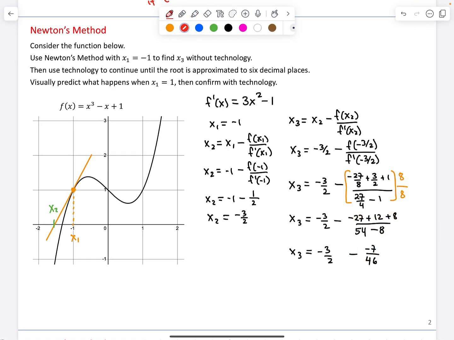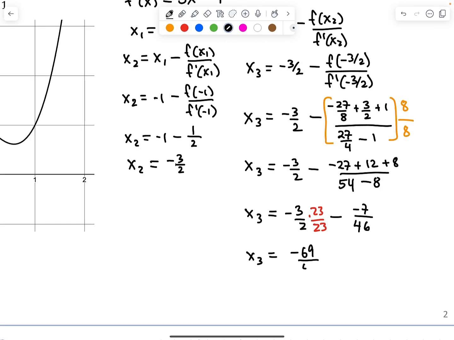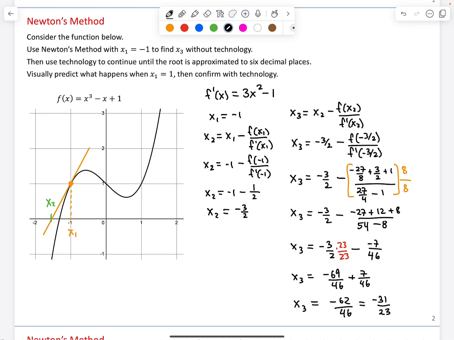Then I need a common denominator, so multiply the first fraction by 23/23. So we get -69/46 plus 7/46, giving me -62/46, which we can reduce, these are both even, to -31/23. This was rather tedious arithmetic. We could continue to find x4 by hand, and the arithmetic gets even more complicated. So we're going to rely on technology to find subsequent values of x. In particular, let's use technology to continue until the root is approximated to 6 decimal places.